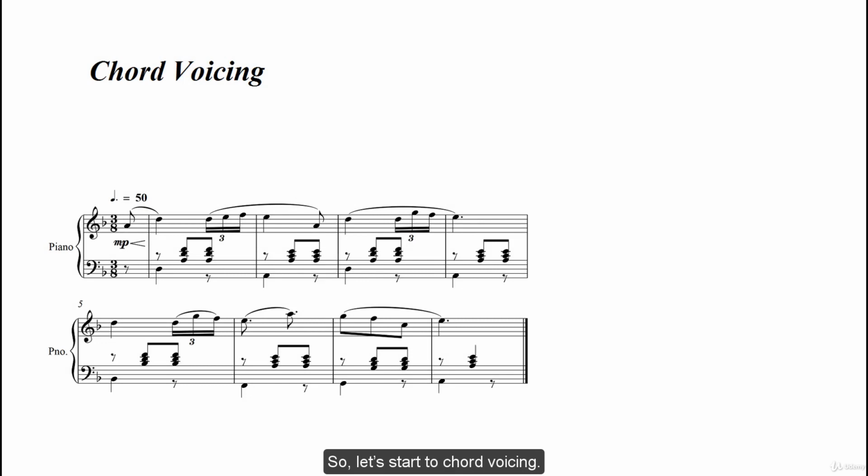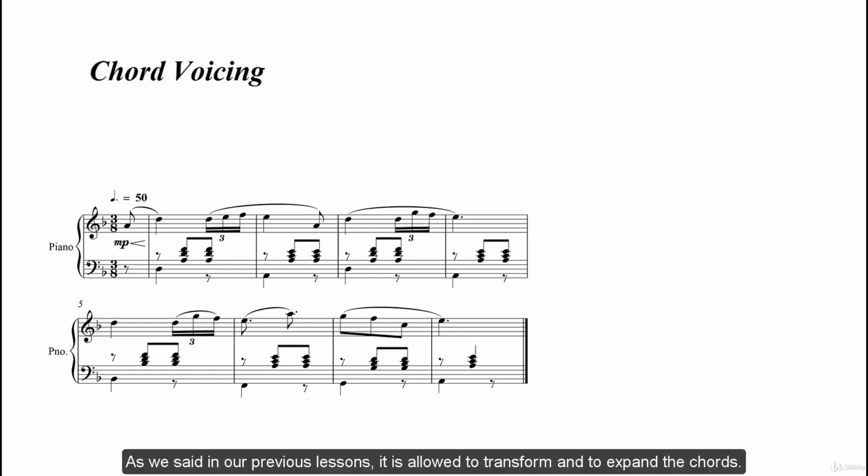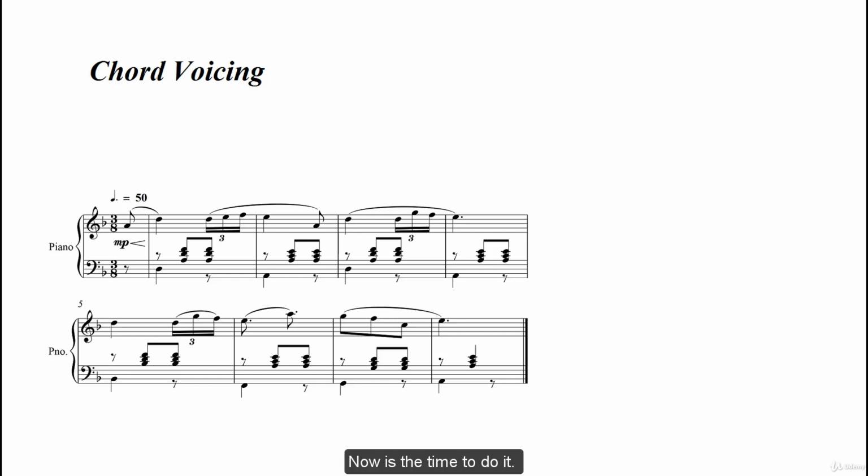So, let's start chord voicing. First of all, I have to make the chords for this melody. As we said in our previous lessons, it is allowed to transform and to expand the chords. Now is the time to do it. Our first bar is in D minor, and it is enough to start with this. Next, all bars will be made on a similar principle.